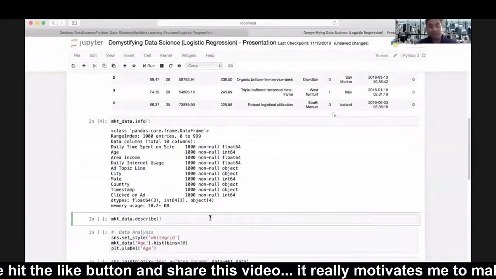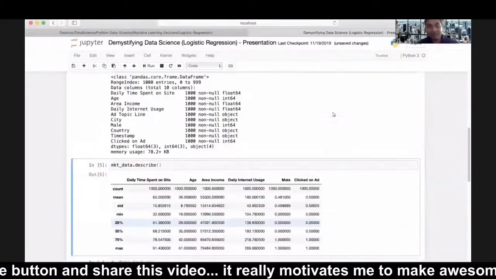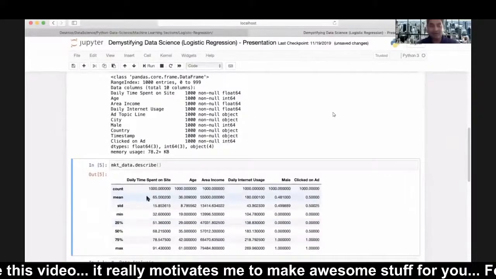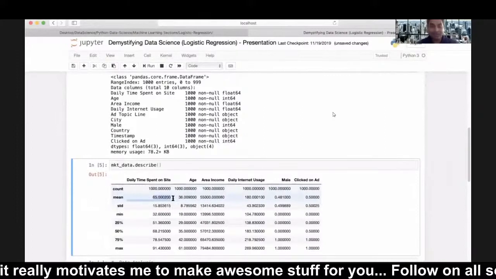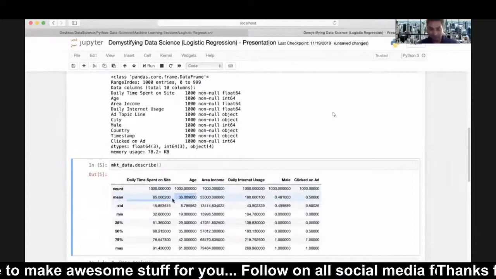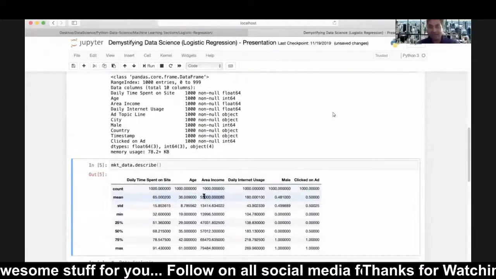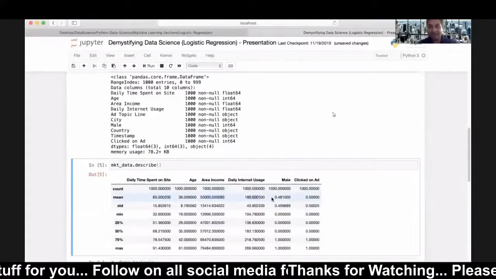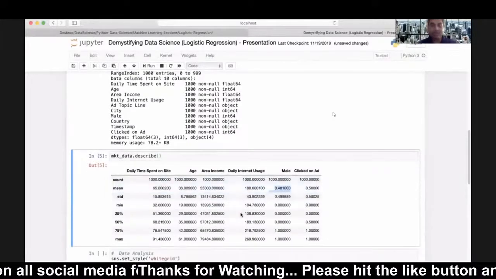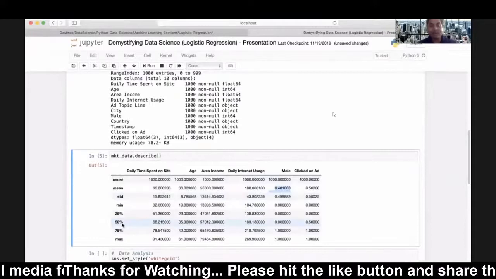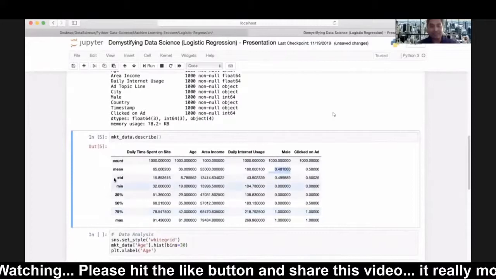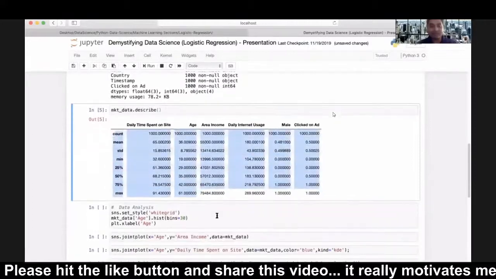If we describe the data, we can see the count, the mean time spent on the site in minutes, the mean age, area income, daily internet usage, and other information. We also have the male or female ratio and the clicked-on-ad column. We have the quartile percentiles, the 50% and the 75% percentile, and the max. We have given all this information in case it is useful.